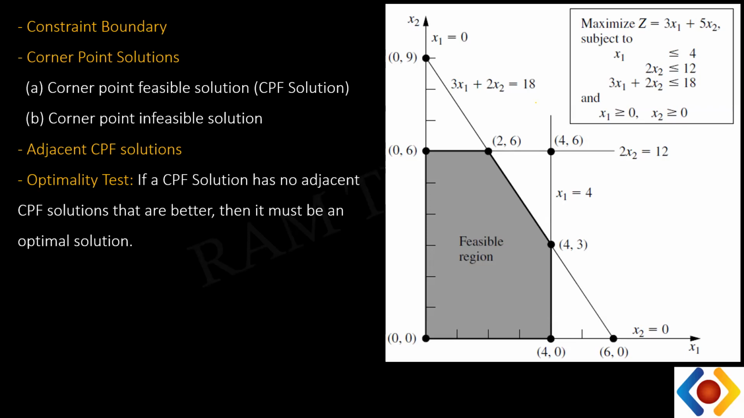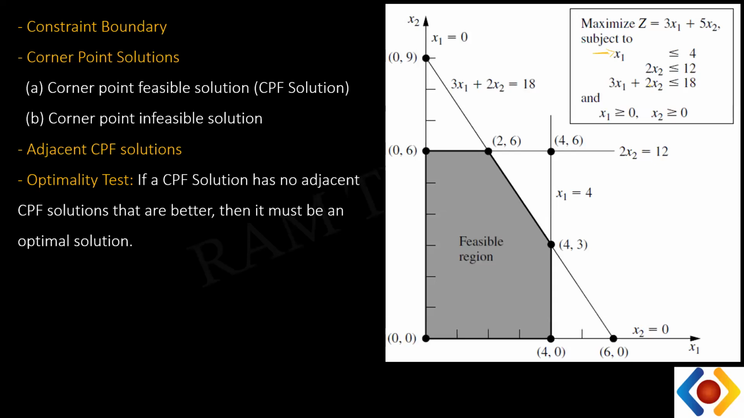Okay, let's think. Sometimes the constraint boundary will also consist of solutions. So it doesn't just bind the solutions, it can itself contain some of the solutions. Fine, so let's try to look at this: X1 less than or equal to 4.